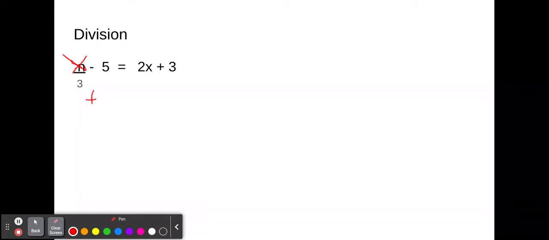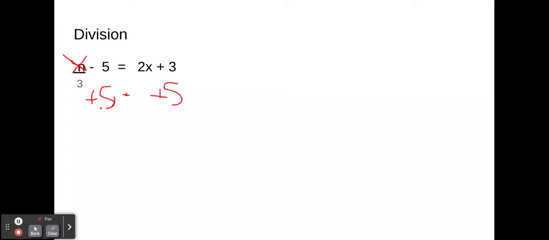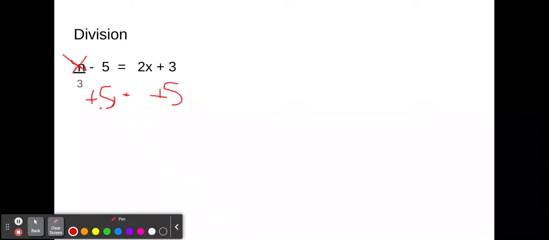So I'm going to add that 5 to both sides. Oops. I'm going to add 5, and that 5 gets added to the 3, because it's a like term, it's going to add with the number. It's not going to add with the variable. So we would still have x over 3 equals 2x plus 8. Okay, so I went ahead and did that first.